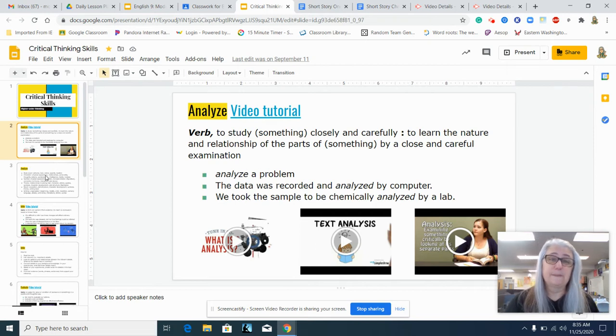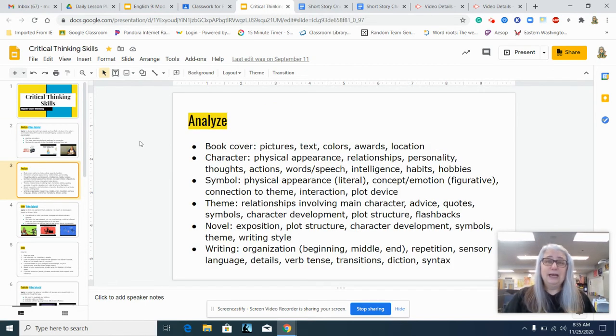The second page then, I break down different ways that you would analyze different objects or different things. If you were looking at a book cover, remember, to analyze means to break it apart and look at each individual part and see how they work together. To break down a book cover, you'd look at pictures, text, colors, awards, location, all of that.